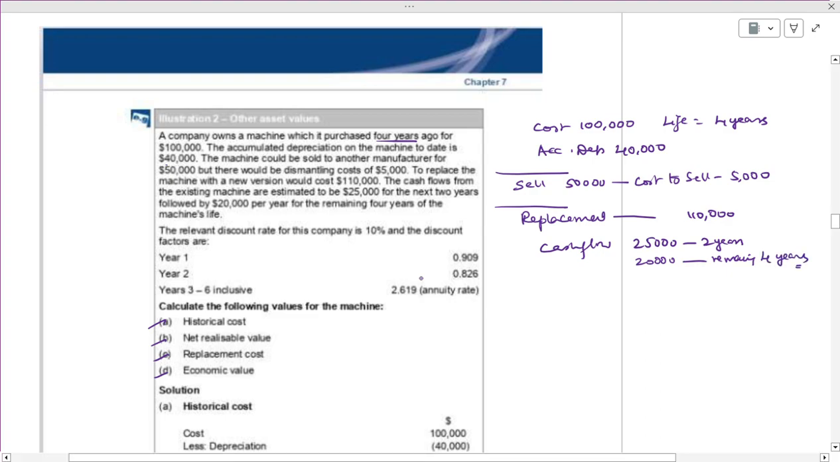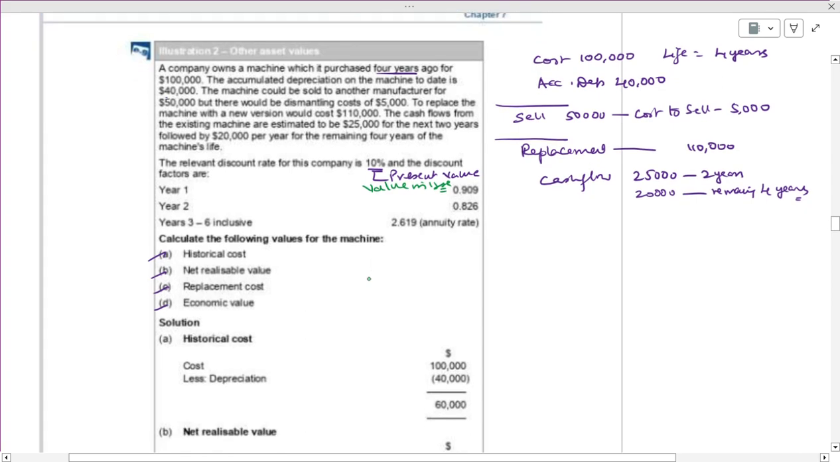For the remaining, they are talking about the discount rate. Where are we using this? We are using this in the value in use. Whenever they give a discount rate, in this situation it is used to calculate present value. We use it in value in use. They are asking us to calculate the following values for the machine.